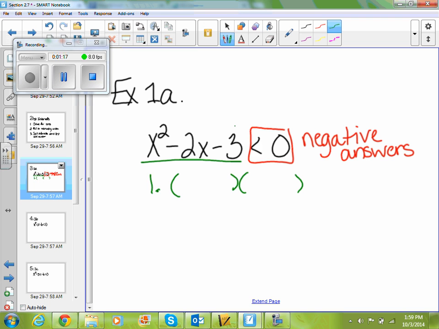My factors of negative 3 that add to give me negative 2 are 1 and 3. So 1 minus 3. So I have x plus 1 and x minus 3 when I factor it. And I set that equal to 0 to find my zeros, which tells me that my first zero is at negative 1 and my second zero is at 3.